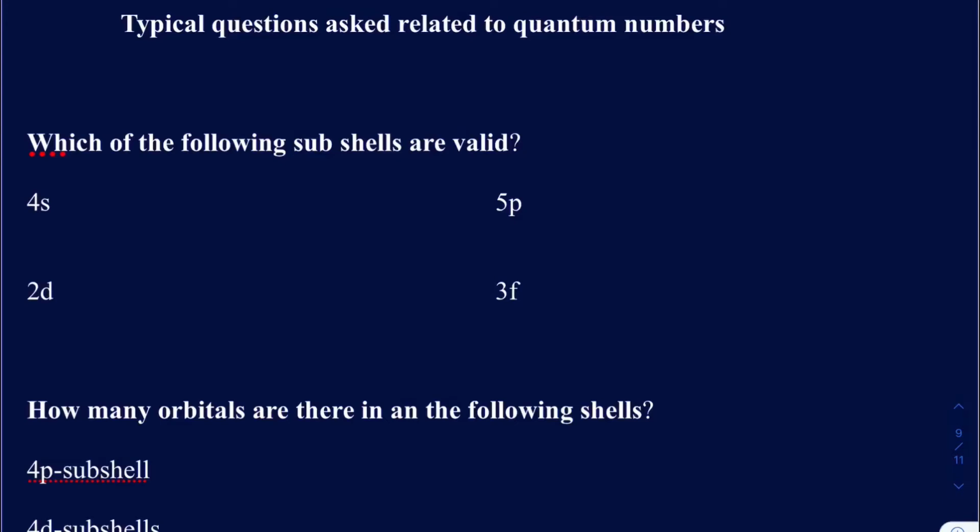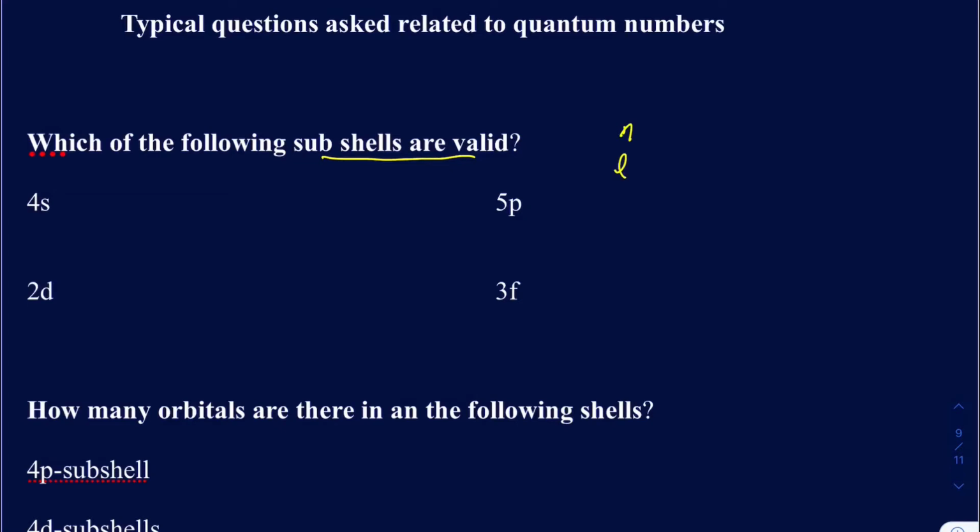In this video, we're going to be talking about some of the questions that are typically asked related to the quantum numbers. So let's start with this first question, which reads, which of the following subshells are valid? A lot of times they give you multiple subshells and you have to figure out which one is a valid subshell and which one is not a valid subshell. And that's strictly related to the value of n and the value of L.